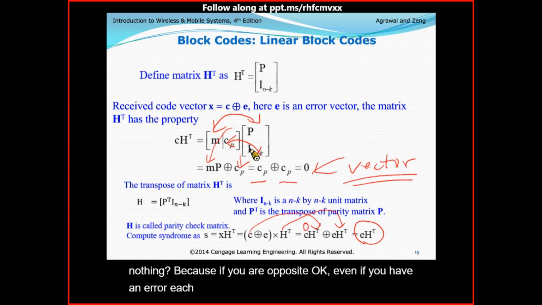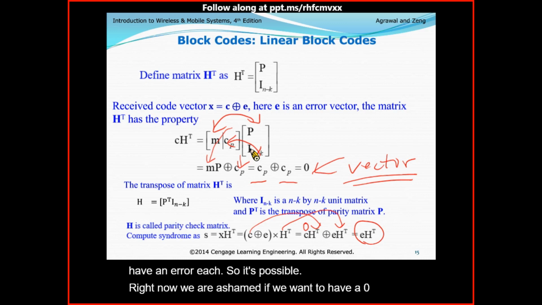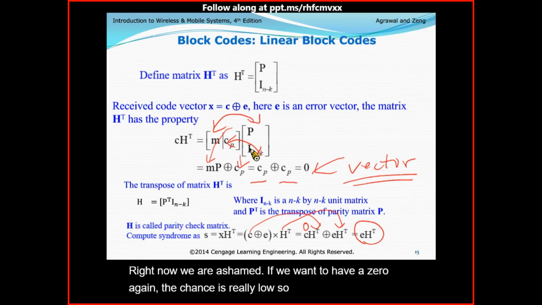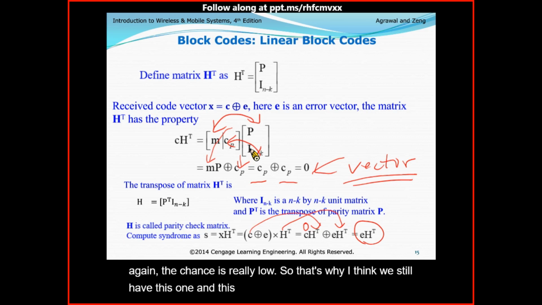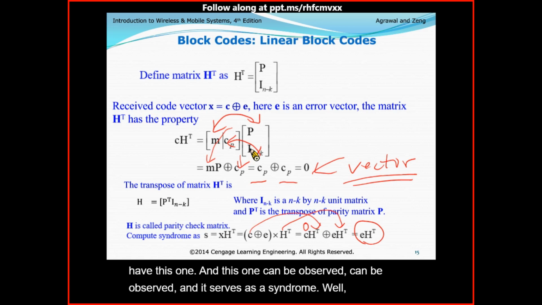So it's possible. But right now we assume that the chance of having a 0 again is really low. So that's why we think we still have this one, and this one possibly can be observed. Once it can be observed, it serves as a syndrome. Well, syndrome, what does it mean?